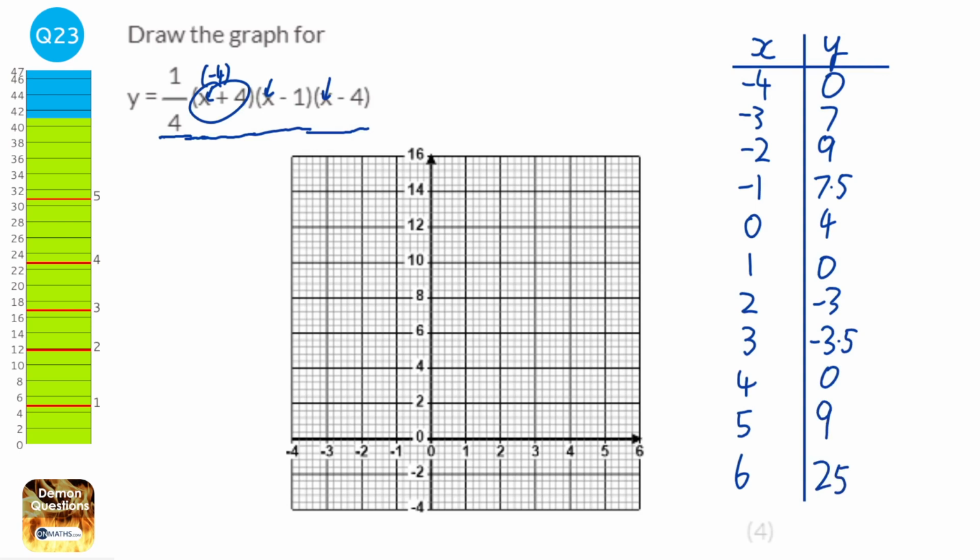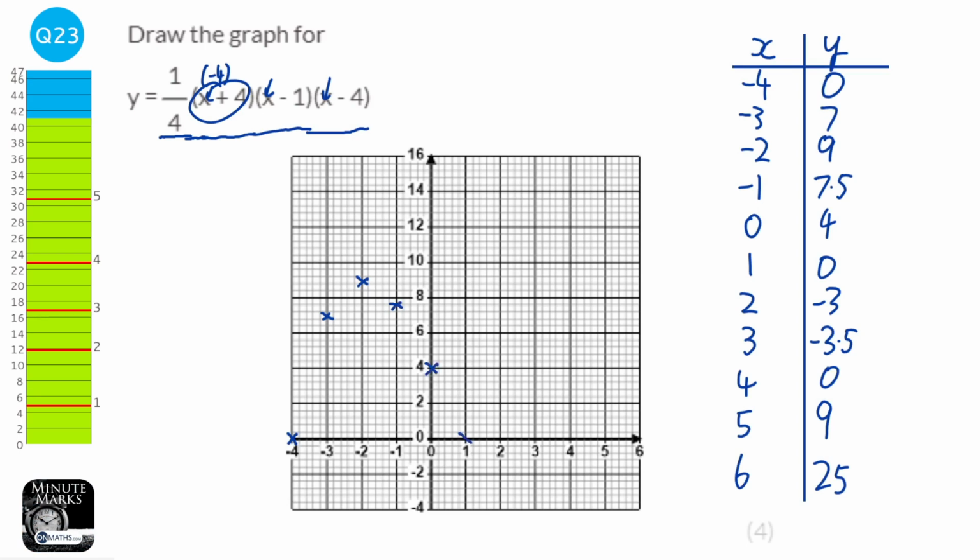Now that last one, the 25, is not really that helpful because the axis only goes up to 16. So the next thing is I'm going to plot them. So minus 4 is at 0, so that will be here. Minus 3 is at 7, so that's going to be halfway here. Then we're at 9, which will be halfway here. 7.5 is a bit more interesting because it's halfway between 7 and 8. So it would be about here. Then 4.